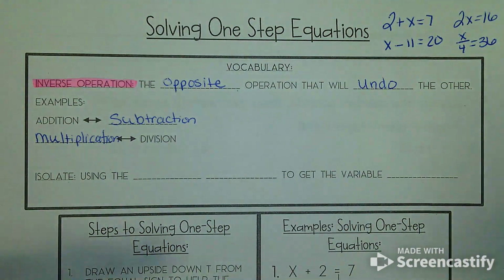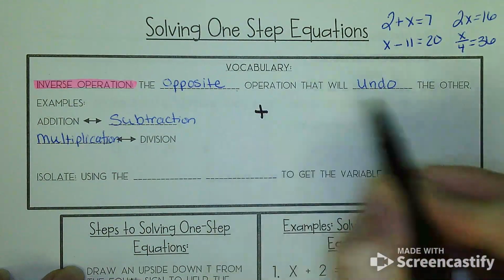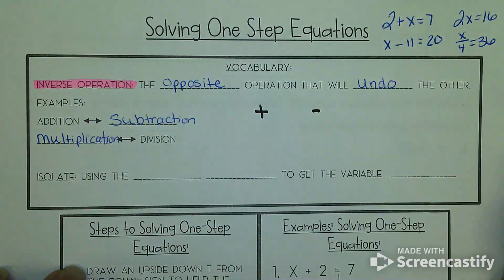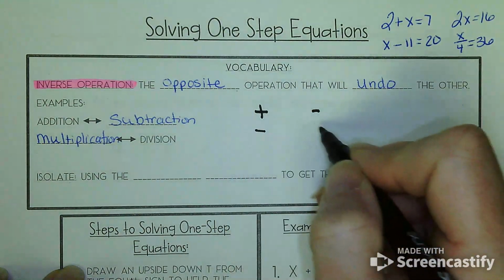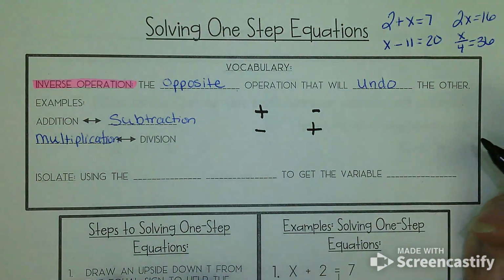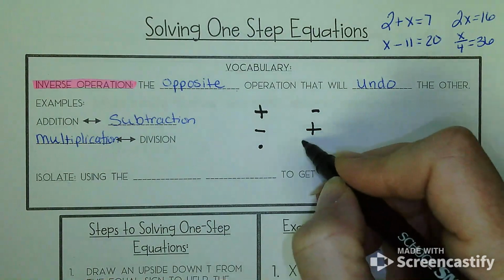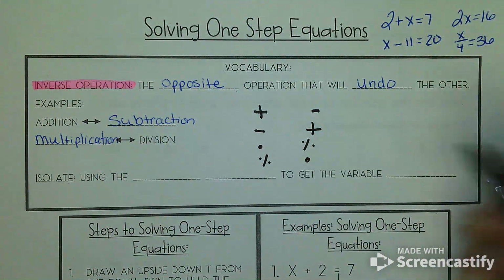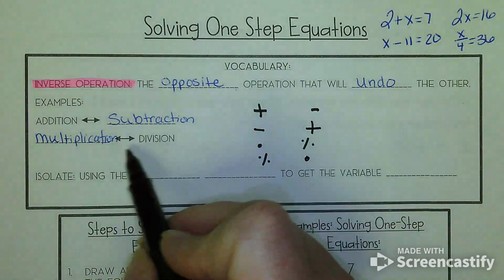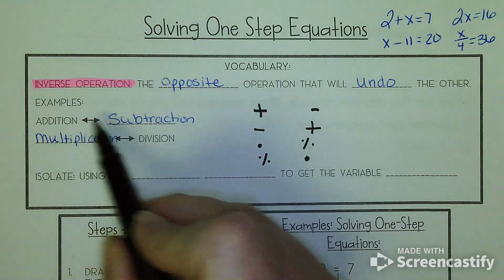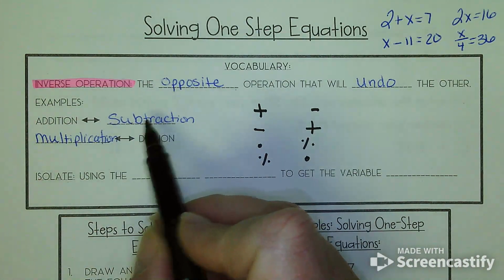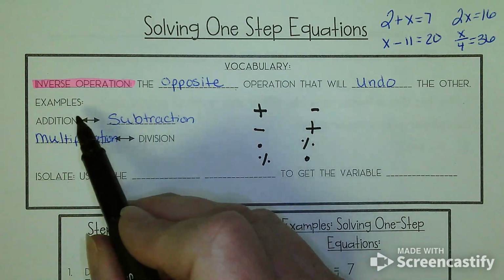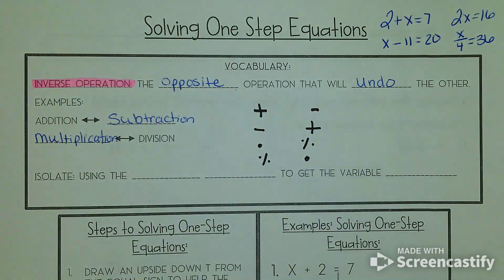So really quickly, for an adding problem, the inverse operation will be subtracting. If it's a subtracting problem, you will actually solve it by adding. Multiplication is solved by division, and division is solved by multiplication. So you are always doing the opposite. That's what these arrows mean. It means subtraction is solved by addition. That's why the arrow goes both ways. Addition is solved by subtraction as well.